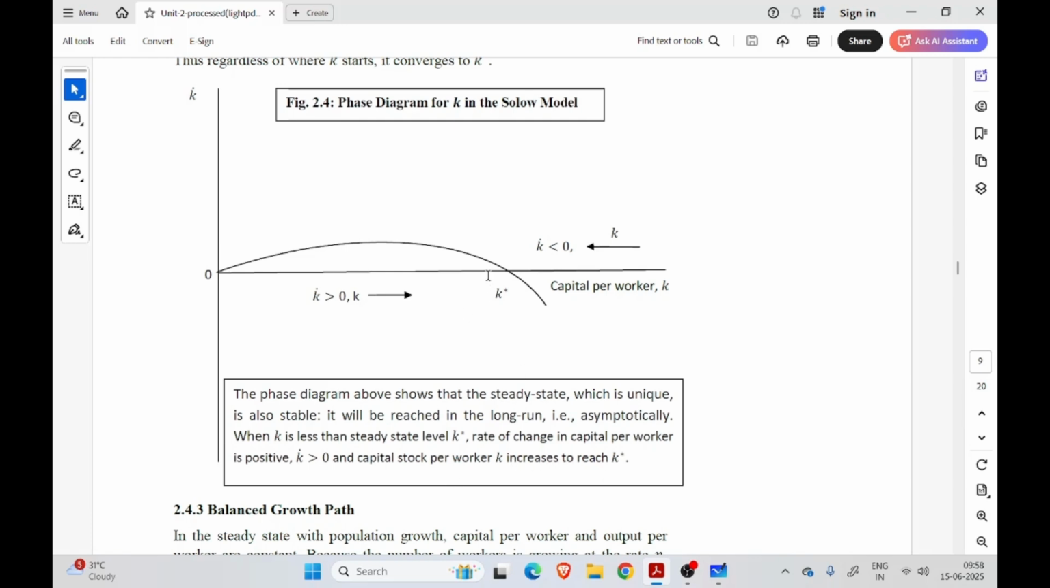But when it is more than k star, the rate of change in capital per worker is negative and the capital stock per worker decreases to reach k star. So if you're here, you will go this side. If you're here, you will go that side.